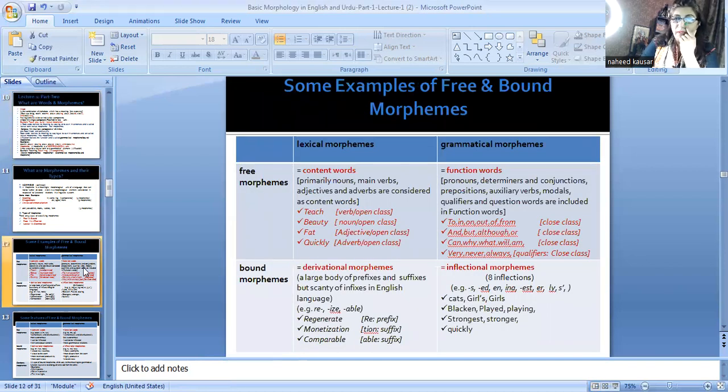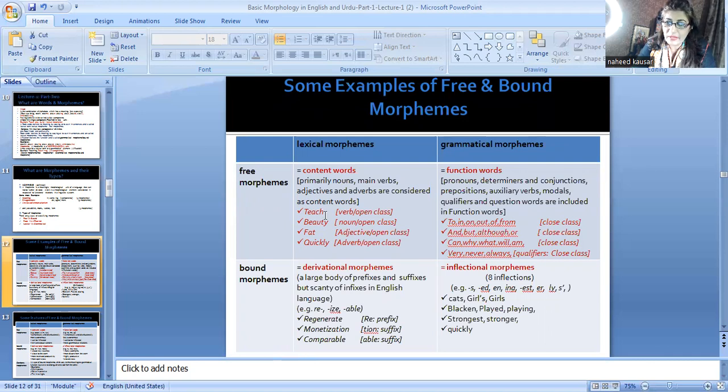Let's have a few more examples. Here you can see that I have made a few columns and rows to box them separately, to discuss them with you at convenience. At the top, you can see that I have marked the lexical morphemes and the grammatical morphemes. And then what I have added as examples are teach, beauty, fat, and quickly.